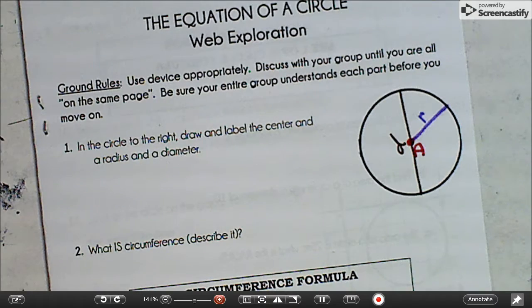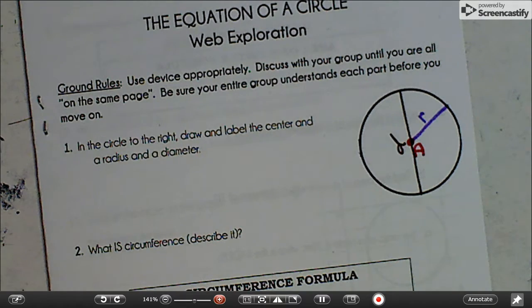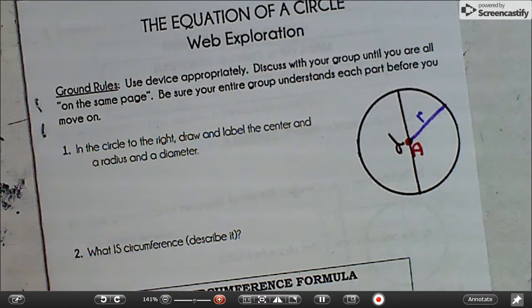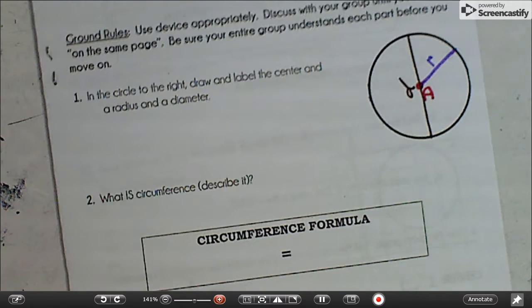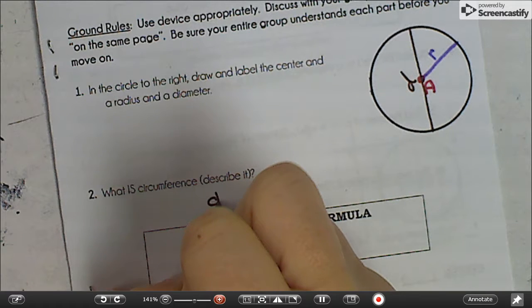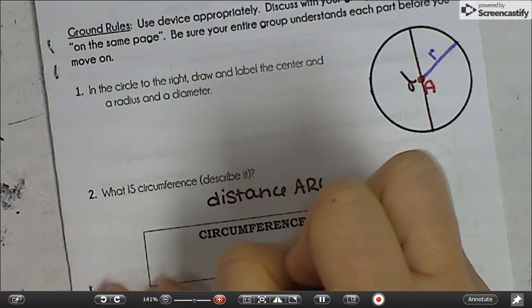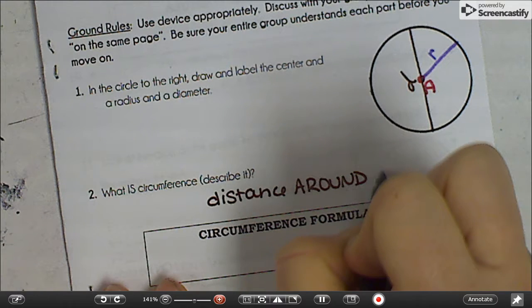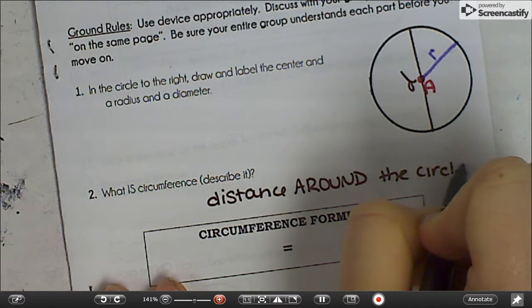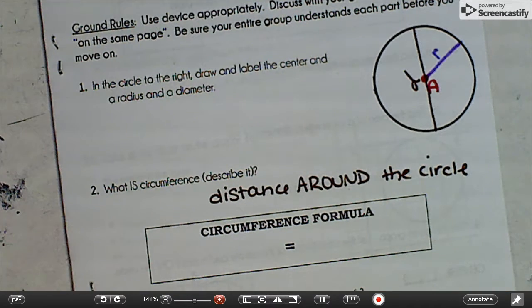If you know these two points, you can find the diameter by using the distance formula. If you know these, you can find the radius by using the distance formula. It's a distance, a length. And circumference is the distance around a circle. That's something you already know.